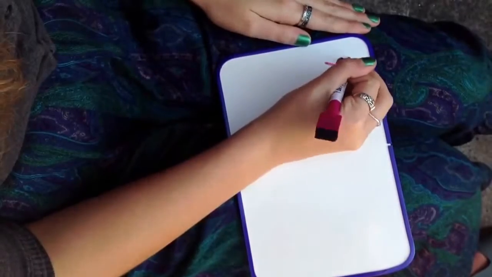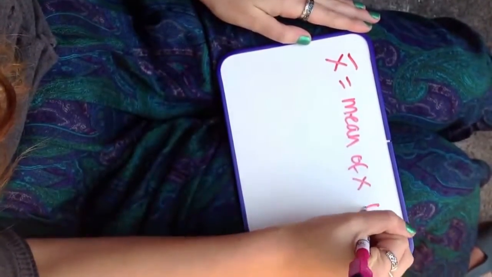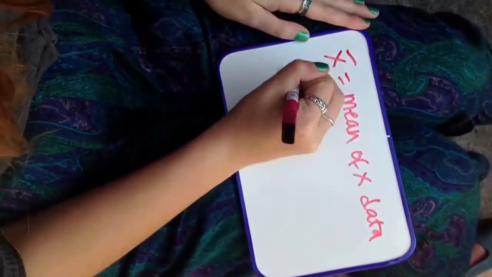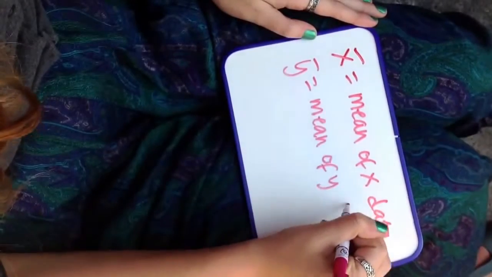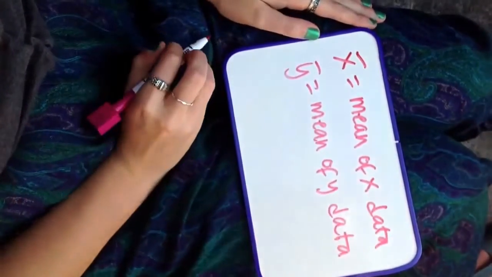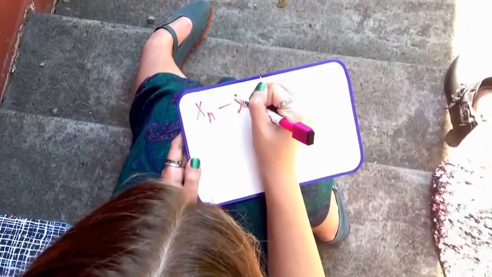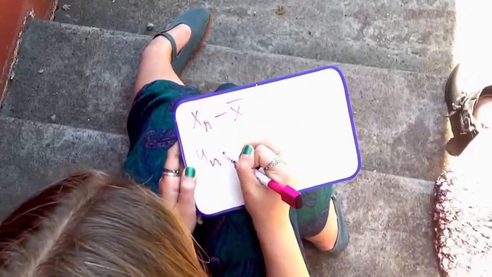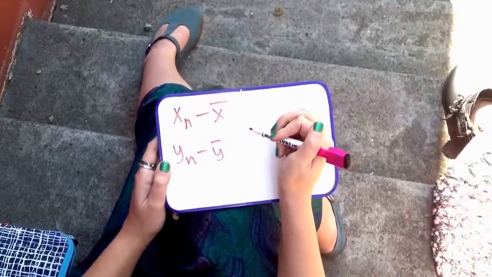The first step to calculating the correlation coefficient is to calculate the orientation of each point with respect to the mean. X bar represents the mean of the X data, while Y bar represents the mean of the Y data. Subtract X bar from each X point and Y bar from each Y point in order to get the orientation of each point in relationship to the mean.